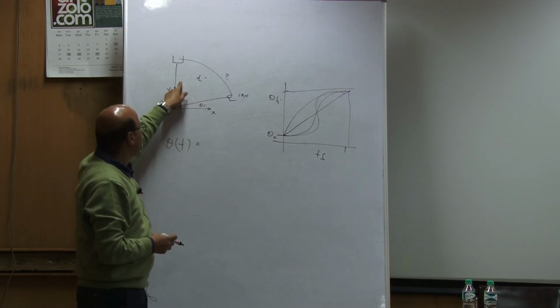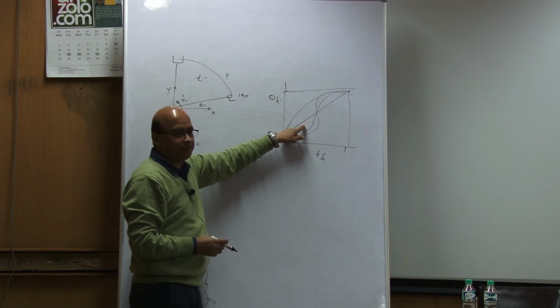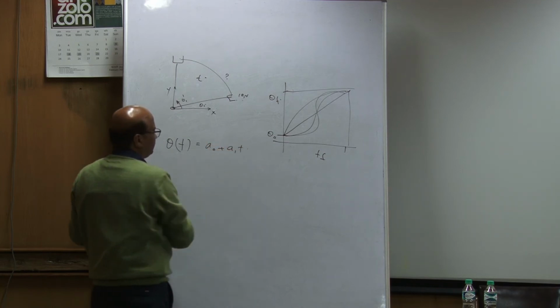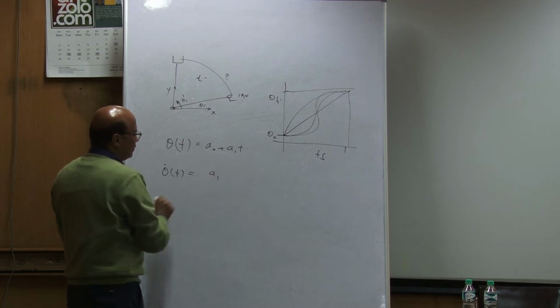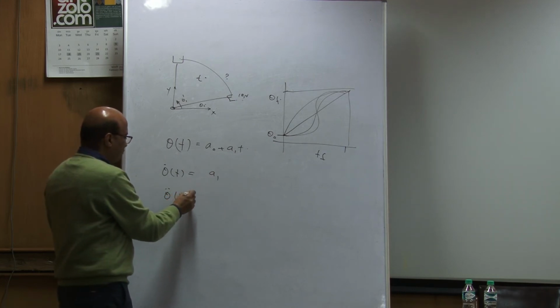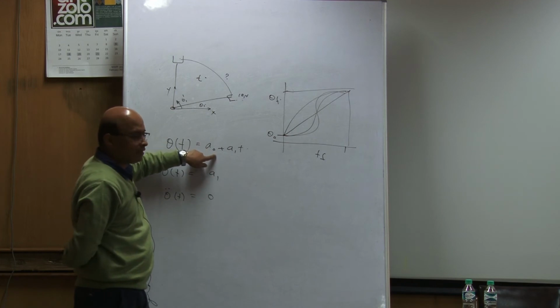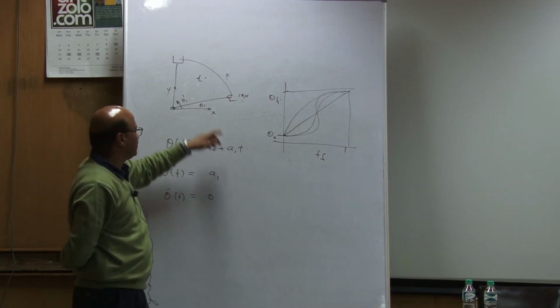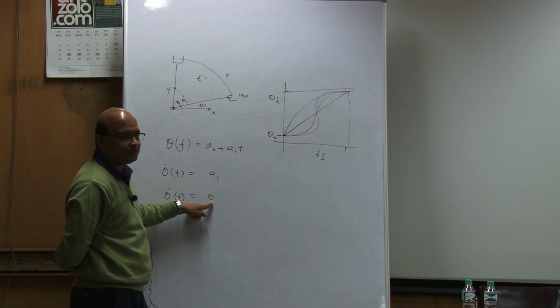It has to go from here to here in some time t. What kind of trajectory will it have? This must have an equation, right? So if I write it in the form of a straight line, a naught plus a1 t, then theta dot of t becomes equal to a1, and theta double dot of t becomes equal to 0. So if this equation is a straight line in terms of t, then the velocity is constant and the acceleration is 0. Now this is a real, physical body. If acceleration is 0, it will not start and it will not stop. Again, if the velocity is constant, it cannot start and it cannot stop.